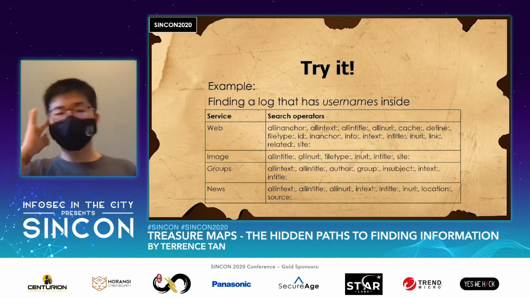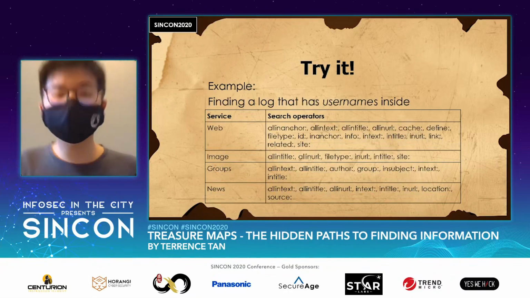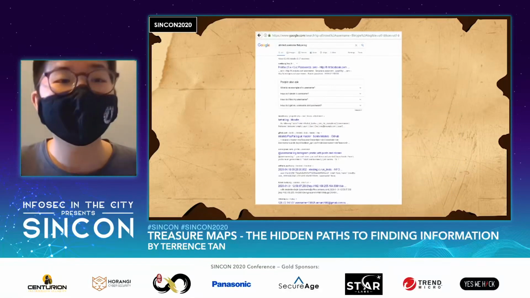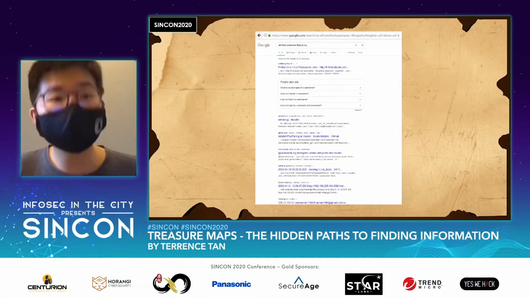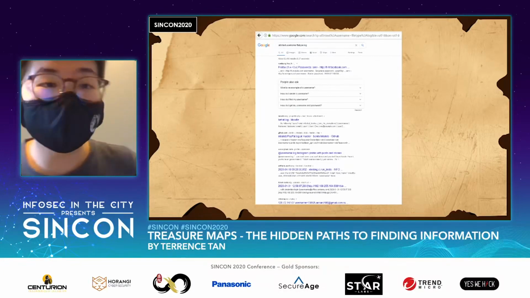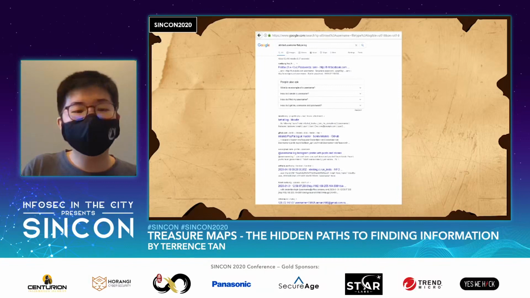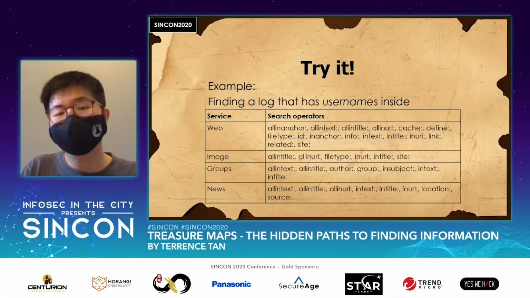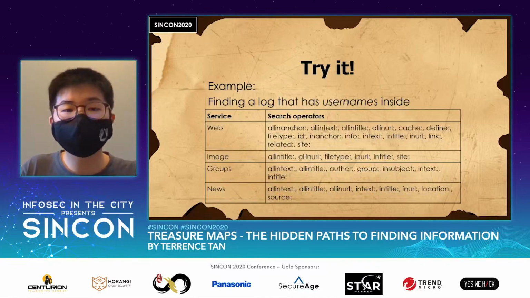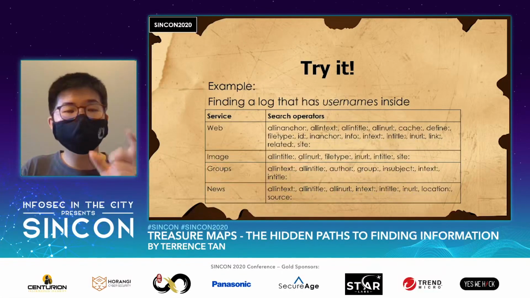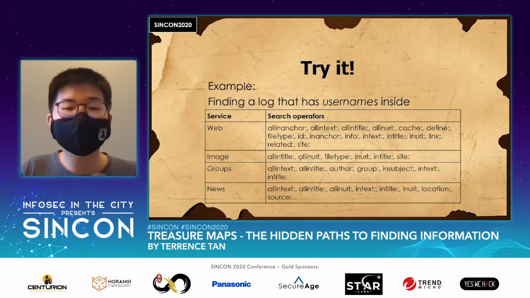All right, so I hope you guys have managed to find it. For those of you trying to find out what the right answer is, this is the right answer. You use the allintext operator to search for username, and then we look for the file type log. If you notice in the previous slide, there is one that is allintext and one that is intext. So what is the difference between the two? When you use allintext, it will look for the word username directly.